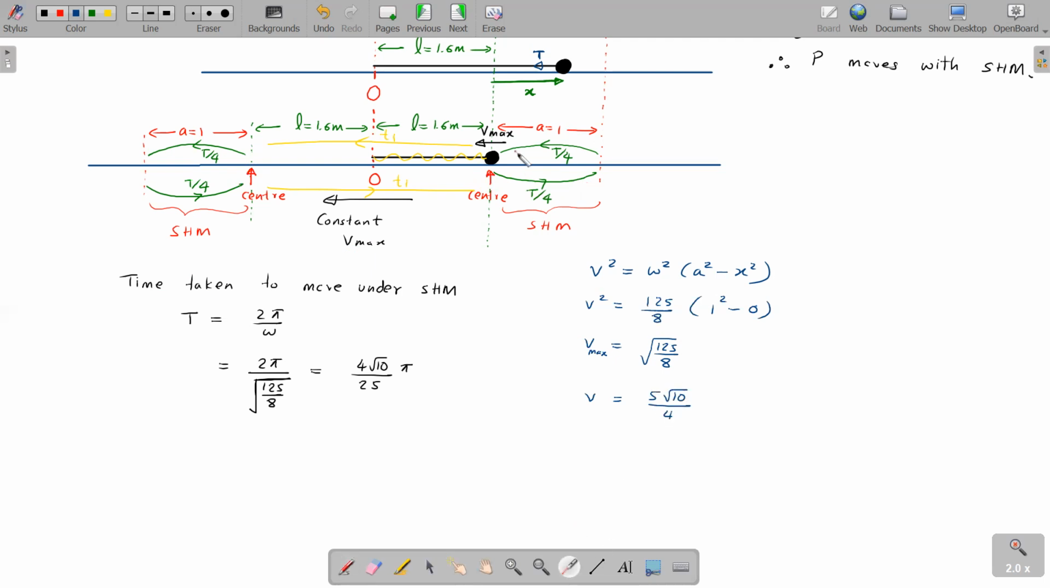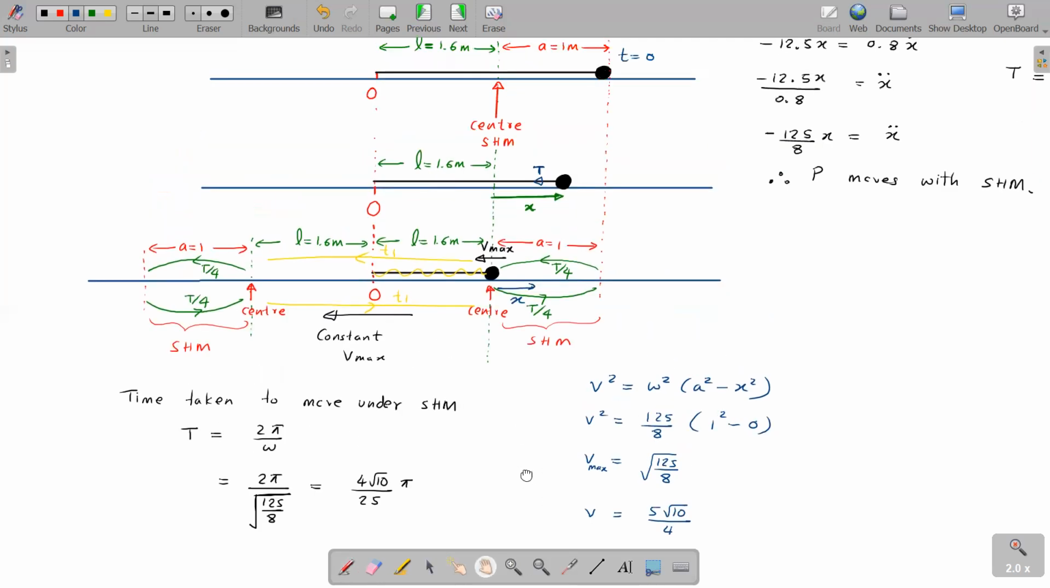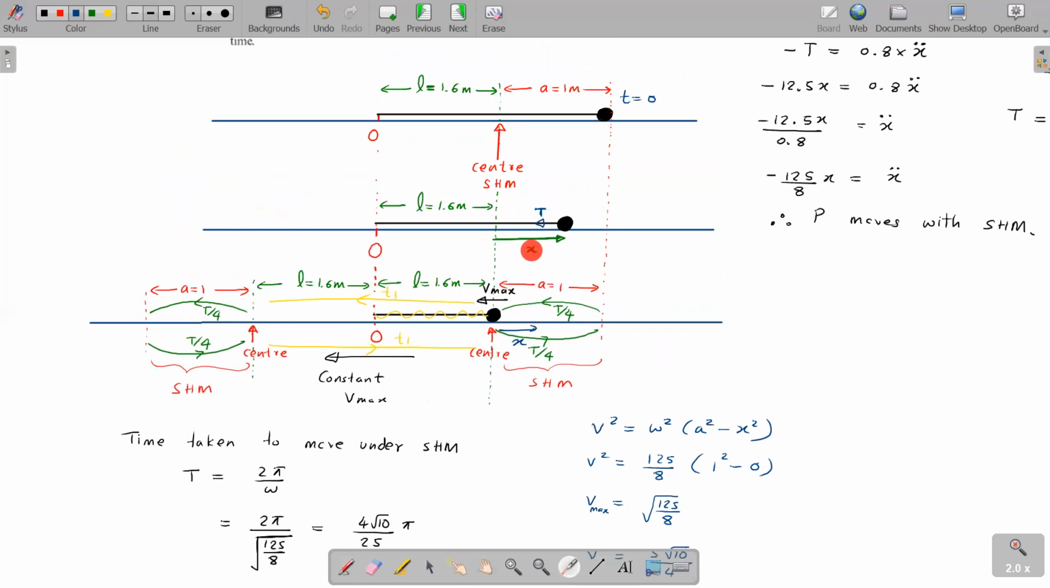X is the displacement you measure from the center. So at the Vmax point, X is 0, right? You measure X from the center, not from O. Always X is measured away from the center. When you reach the natural length, the X becomes 0. Are you with me?